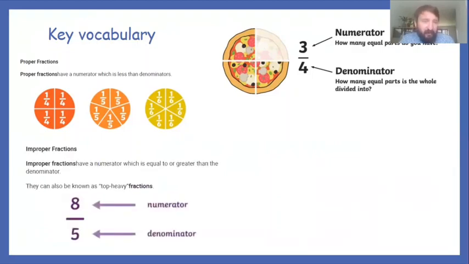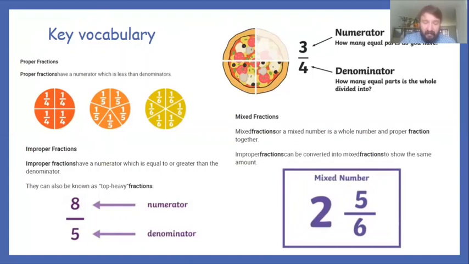Improper fraction. This is where you have the numerator which is equal to or greater than the denominator. Sometimes you may hear it being referred to as top heavy. So what you can see here is the numerator, we have 8, and the denominator, which is 5. So this numerator is larger or greater than the denominator, making a top heavy fraction. The number on the top is heavier than the number below, and that's known as an improper fraction.